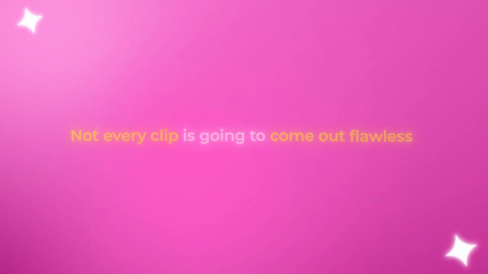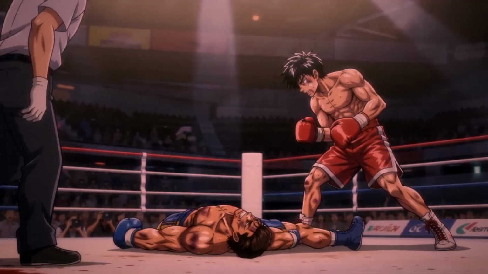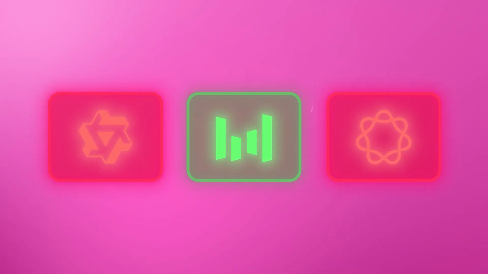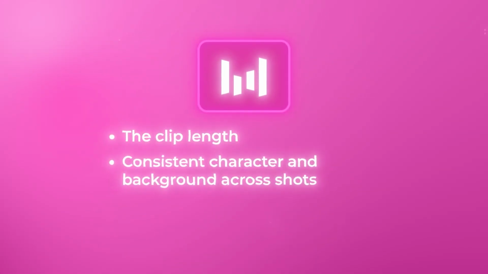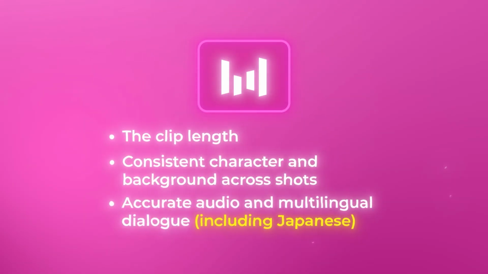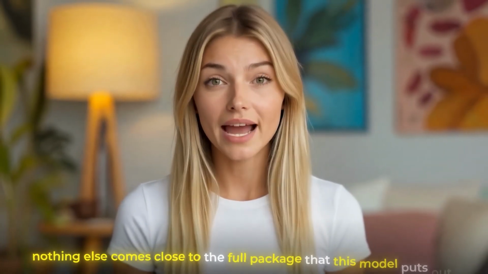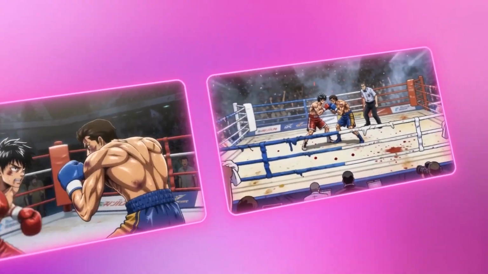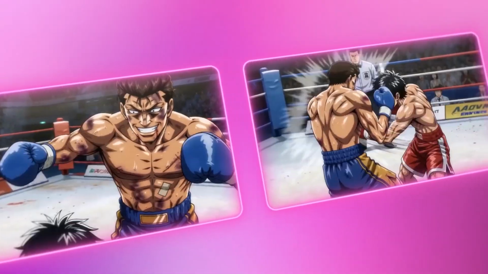And look, not every clip is going to come out flawless. There will be moments where something looks a little stiff or slightly off. But here's the thing, no other model is doing what SeaDance 2.0 is doing at this level. The clip length, the character consistency, the background staying the same across shots, the audio, and the fact that it handles Japanese dialogue and other languages this accurately. Nothing else comes close to the full package that this model puts out. So keep generating until you have 3 eligible clips you're happy with, and then we'll put it all together.